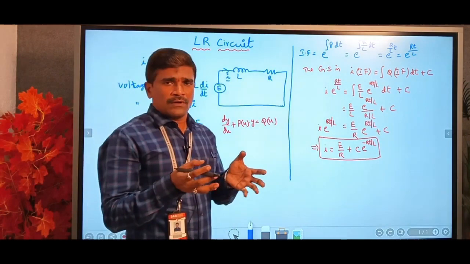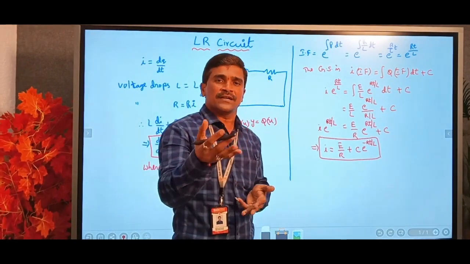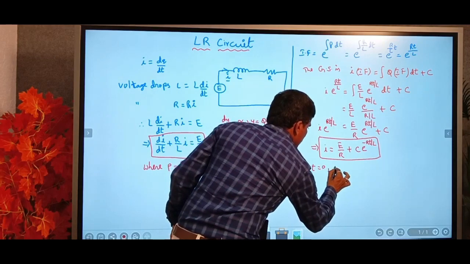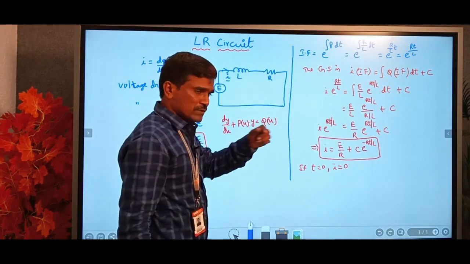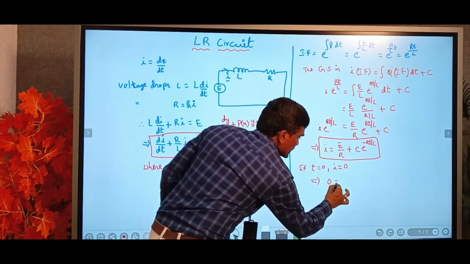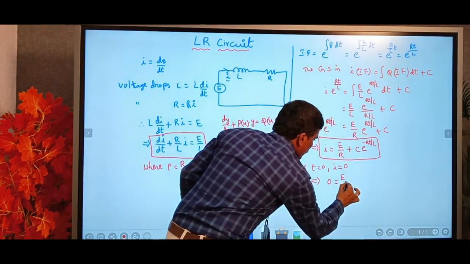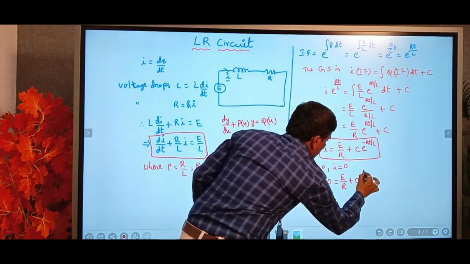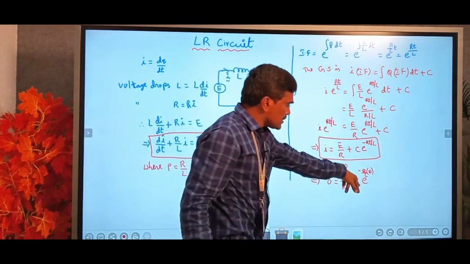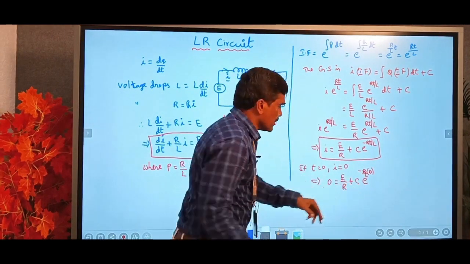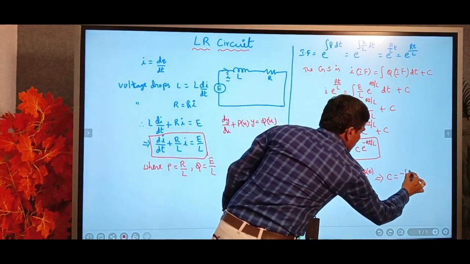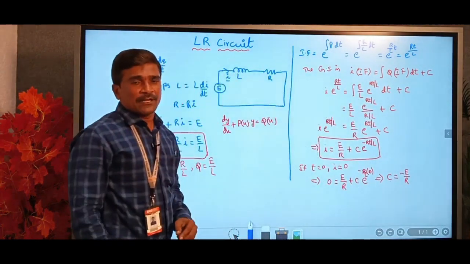Now, initially, when t is equal to 0, there is no current. So if t is equal to 0, then I is 0. Substitute this in this equation. So we get 0 is equal to E by R plus C into e power minus R by L into 0. From this, e power 0 is 1, 1 into C. That implies C is equal to minus E by R, that is the C value, right?